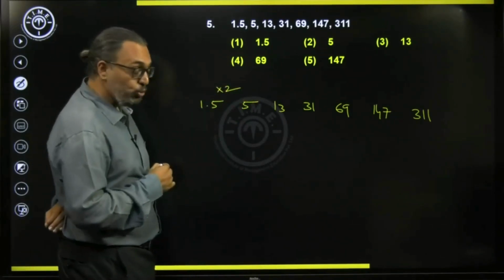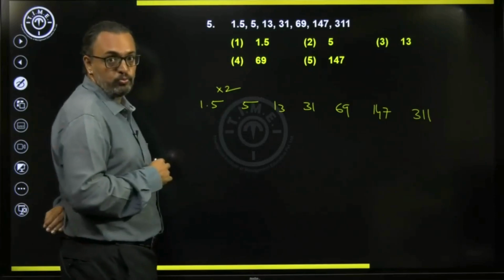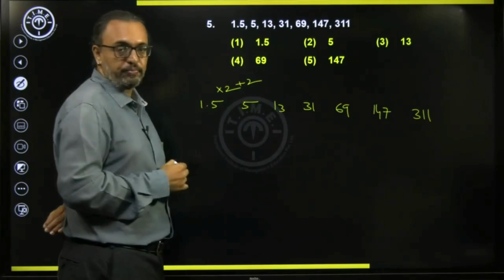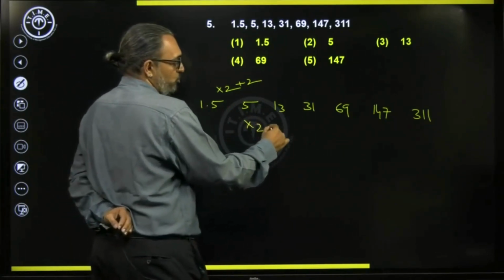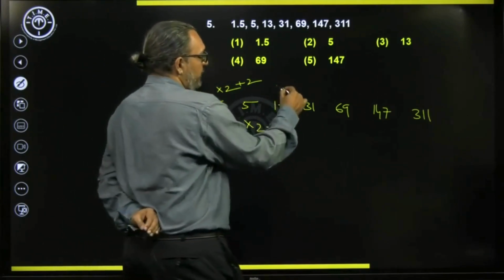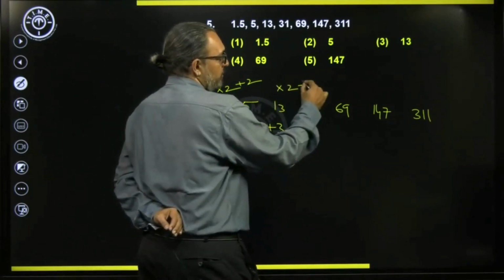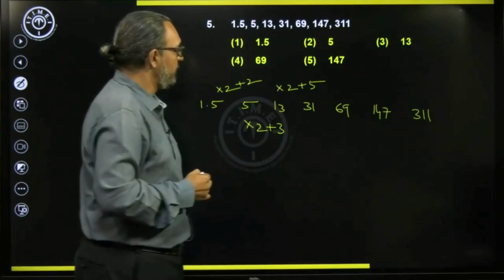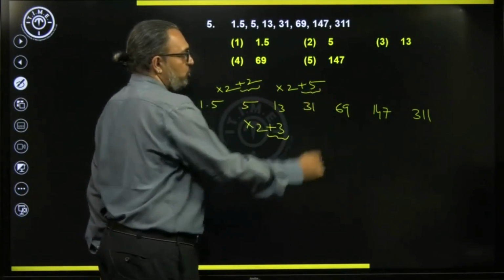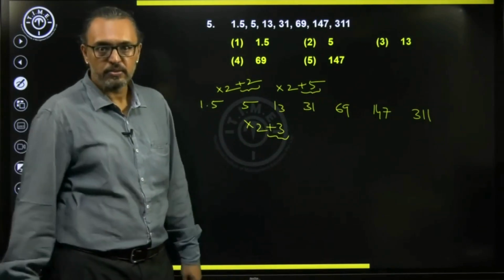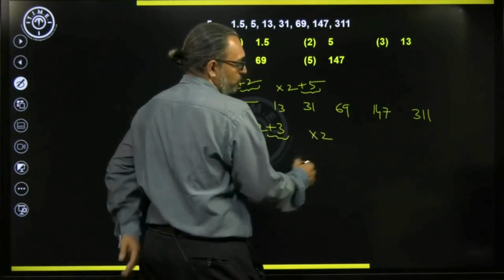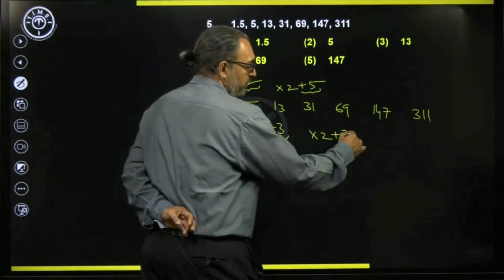So if I take into 2 here, 1.5 into 2 is 3 plus 2, you get 5. Then 5 into 2, 10 plus 3 you have is 13. Then 13 into 2, 26 plus 5 you get 31. So look at how the addition is happening. Plus 2 plus 3 plus 5, prime numbers. Correct? So then next 31 into 2, 62 plus 7 gives you 69.